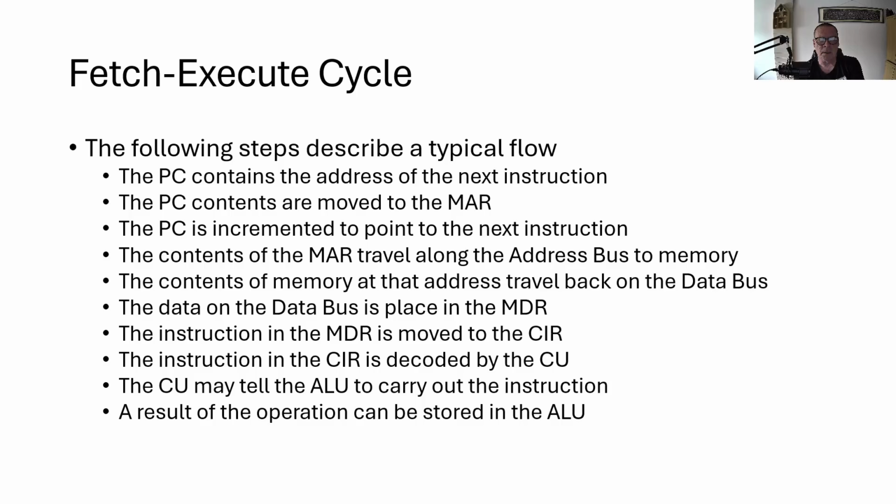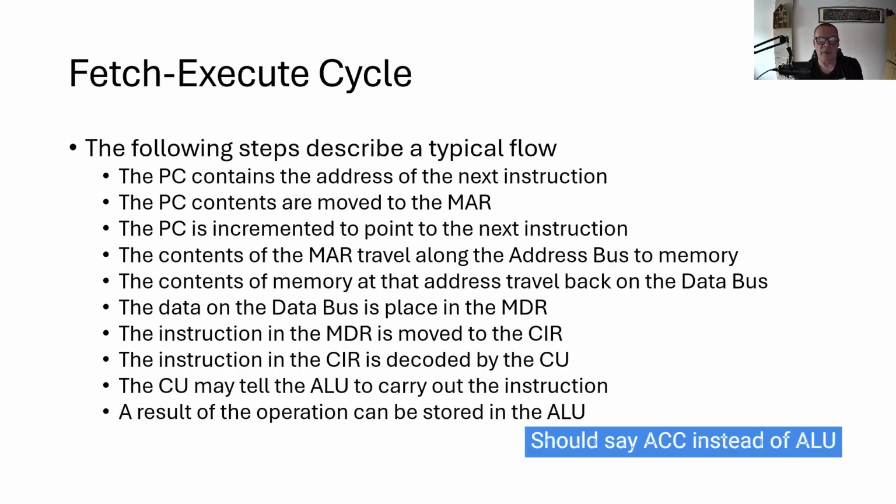So the CIR is looked at by the control unit to decode it, and then the CU may tell the ALU, the arithmetic logic unit, to carry out that instruction. And then the result of the operation is likely to be stored in the, it's a mistake on the slide there. So it should be, a result of the operation can be stored in the accumulator, the ACC.